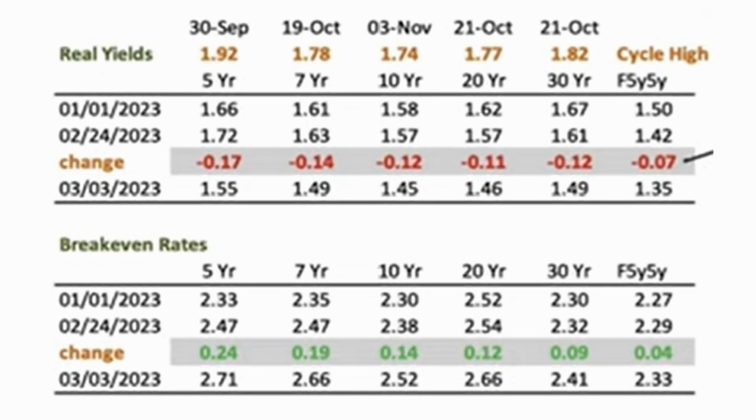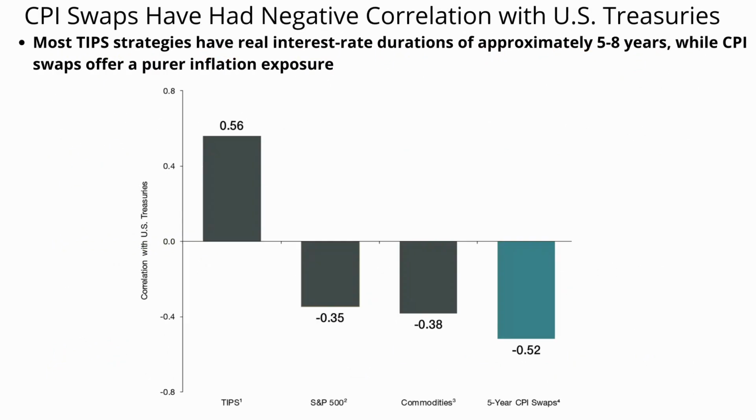But the thing is, with this kind of securities, you are basically gambling, and you also don't know if the real yields and nominal yields are actually correlated to inflation. What if the market is mispricing inflation and you're getting a yield that is actually not reflecting that? Inflation swaps have a different way of assessing inflation because they have had a negative correlation with US Treasuries. Most TIPS strategies, like the one we talked about, have real interest rate duration of approximately 5 to 8. We saw that in the previous graph. The real yields start at 5 years, and they go all the way to 30 years.